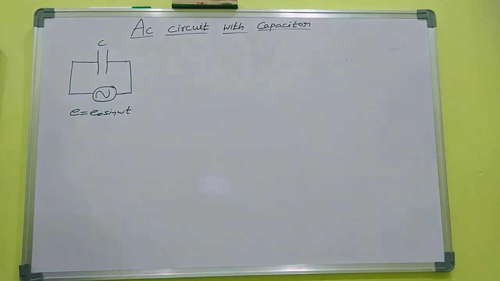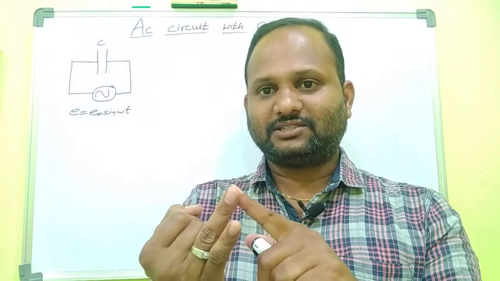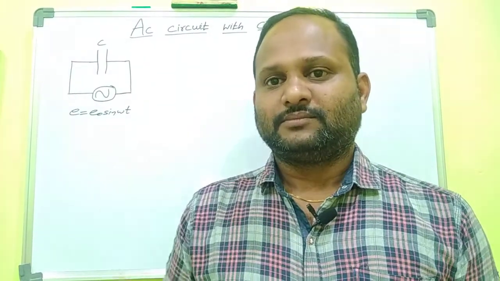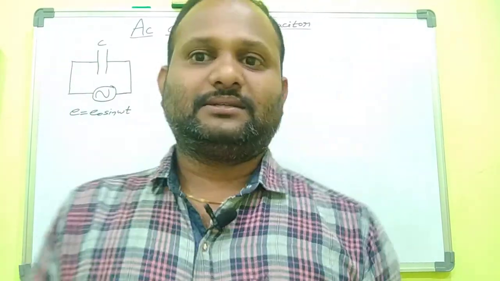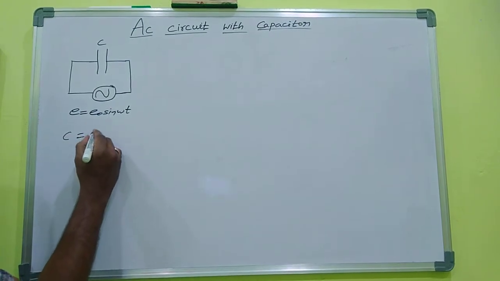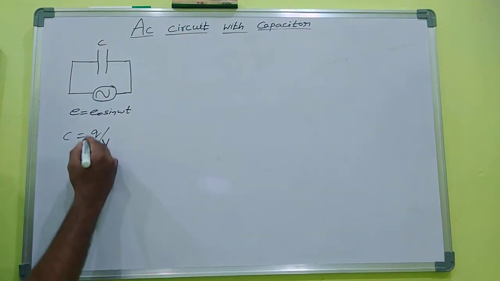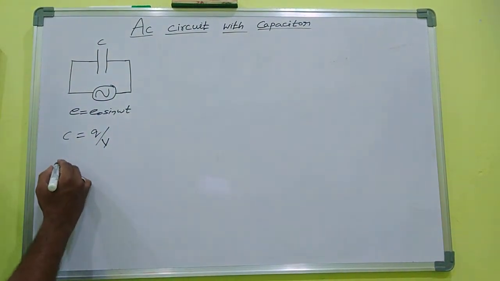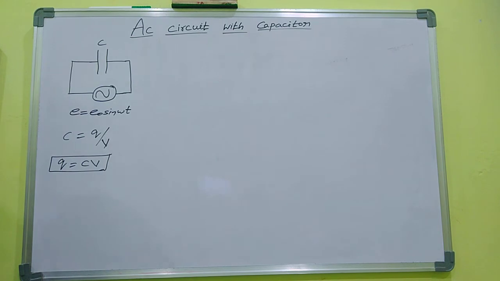When the EMF is applied, there is a potential developed. So there will be a relationship between potential, charge and capacitance in the capacitor. This expression we studied in the previous classes. The capacitance C is equal to the charge stored by the potential developed, Q by V. So the charge Q is equal to CV. We know this relationship from electrostatics.